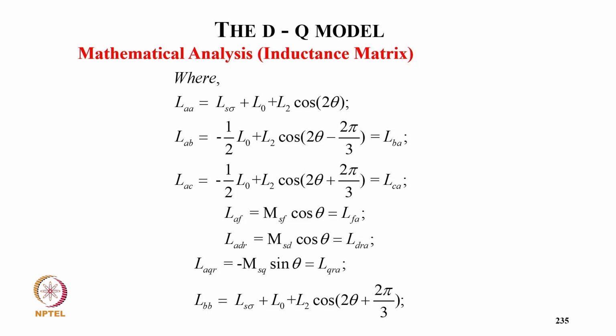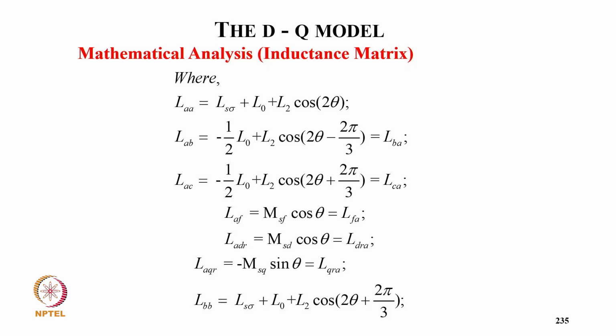Similarly for AB, minus half L0 minus L2 cos(2θ minus π/3); LAC is minus half L0 plus L2 cos(2θ plus 2π/3), which is also LCA; LAF is MSF cos θ, that is LFA; LADR is MSD cos θ, that is LDRA; and LAQR is minus MSQ sin θ, that is LQRA.